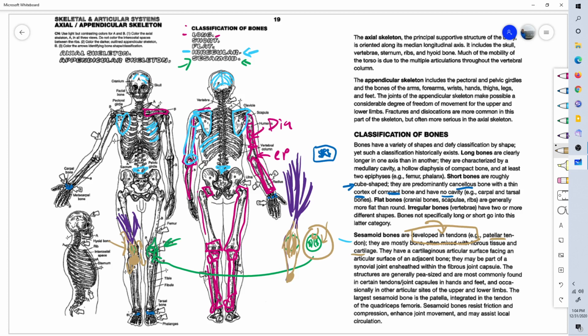Also, on the bottom of your feet, there are sesamoid bones that are similar to this, but tiny, tiny little sesamoid bones on the bottom of your feet that perform a very similar function. You can see they resist friction because they're slippery on the bottom, right? They enhance joint movement and assist in local circulation.